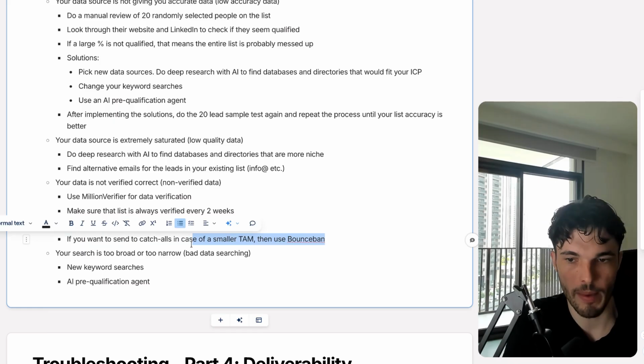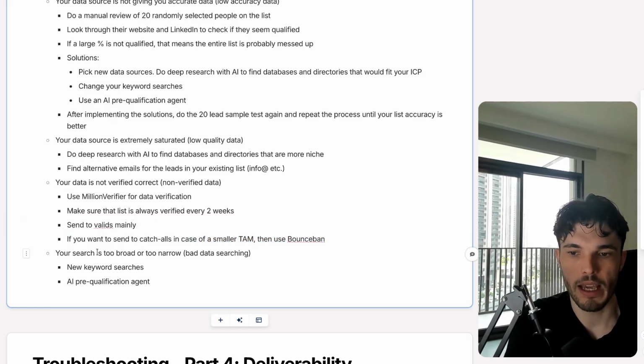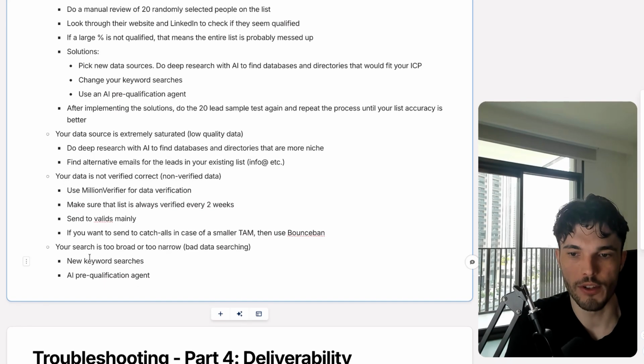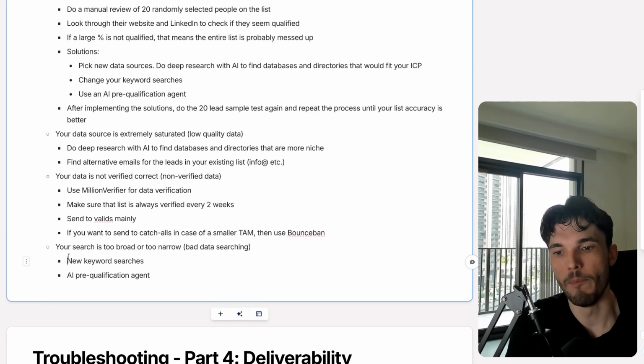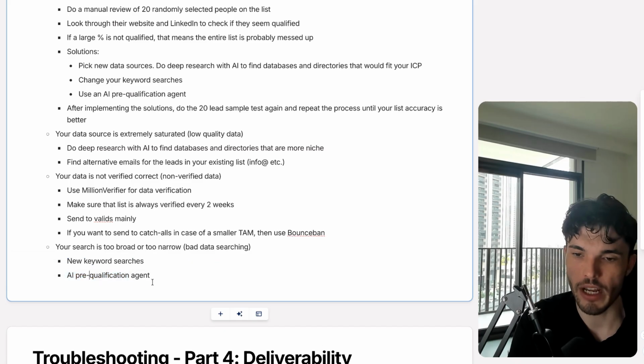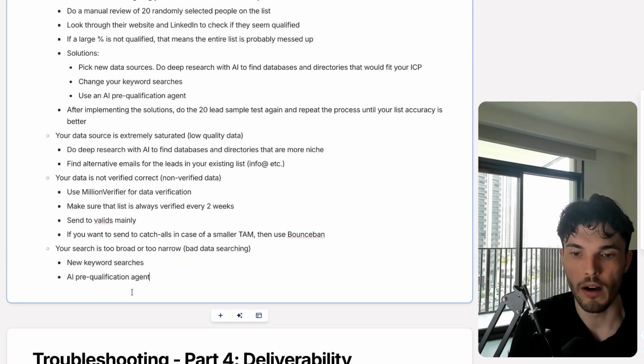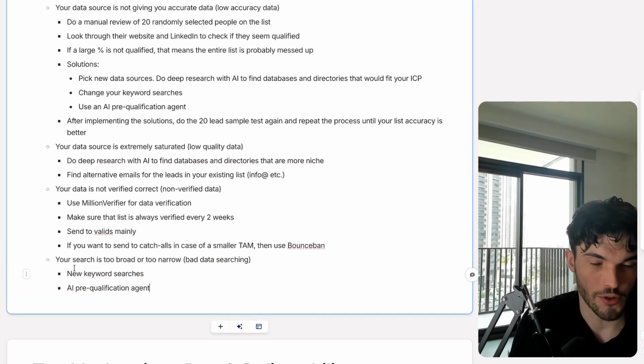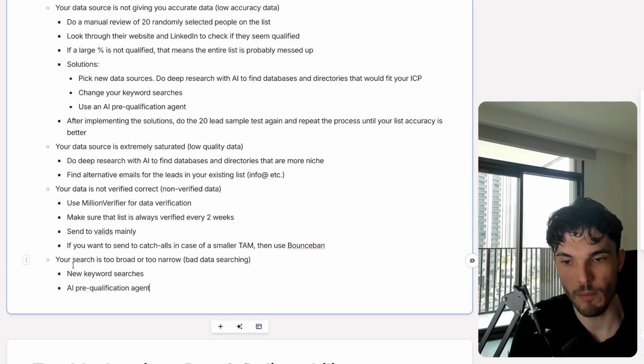So highly recommended. Another thing is that your search is too broad or too narrow, which I spoke about, right? And what you want to do there is, again, new keyword searches, AI pre-qualification agent. These are going to help you to essentially do better searches on the databases and get higher data accuracy.